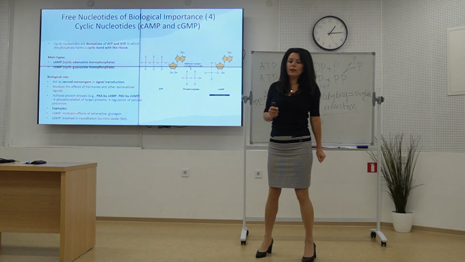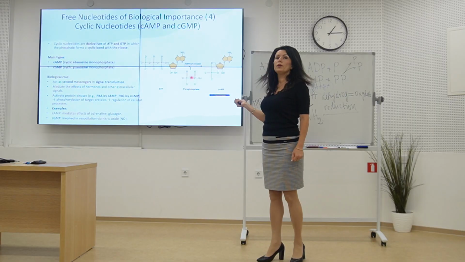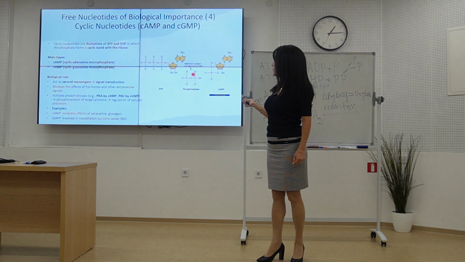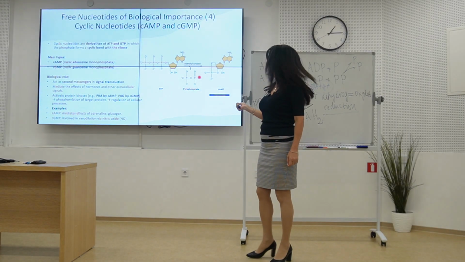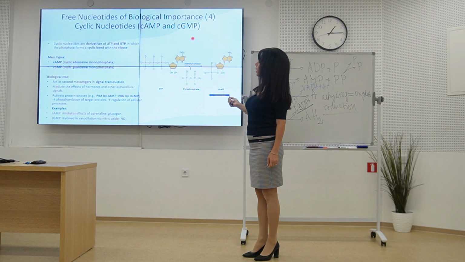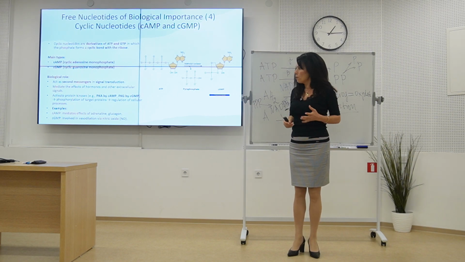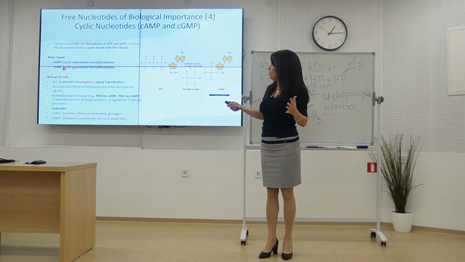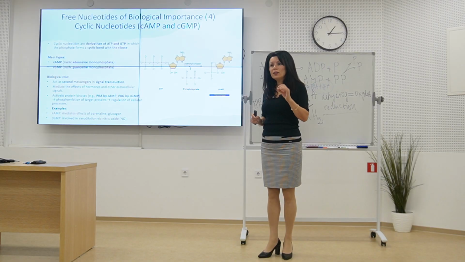And one more example of a free nucleotide is this one. It is called cyclic AMP. It can be produced from ATP by the enzyme adenylyl cyclase. One very similar compound to cyclic AMP is this one, which is called cyclic GMP. What is the action of both of them? These cyclic nucleotides, the main types, are used as second messengers in signal transduction.